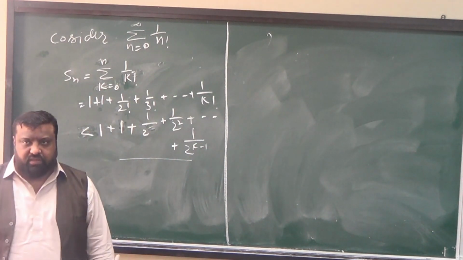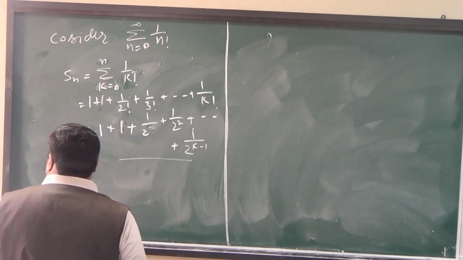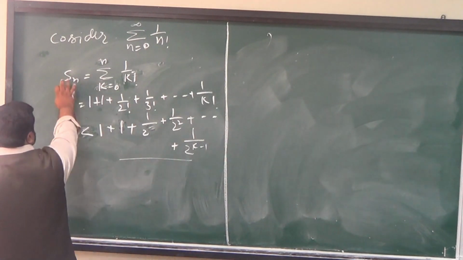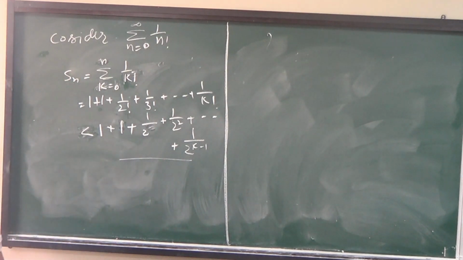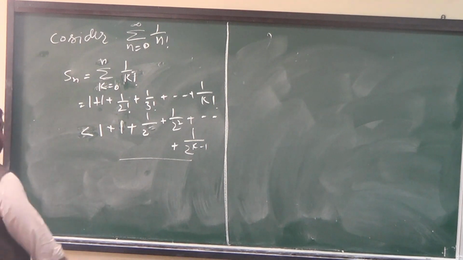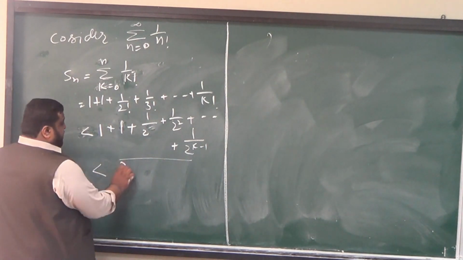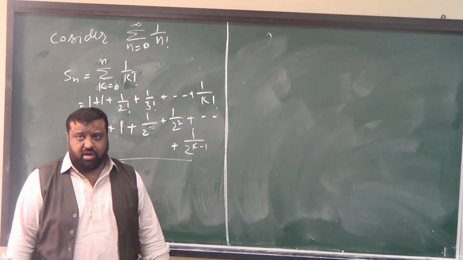fact. Is this a convergent series? Yes, sir. It's a geometric series. Okay. It converges. If it converges, this guy is going to converge. Second thing that we can immediately observe is that this guy is strictly smaller than 3 as well. So it can't go beyond 3.